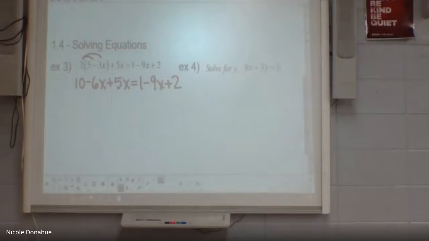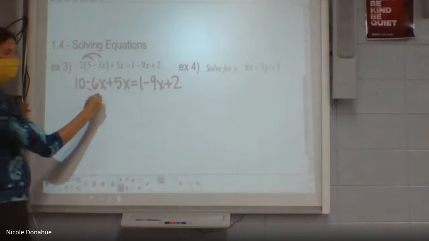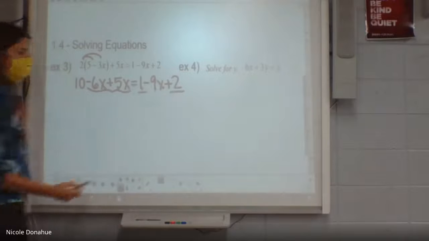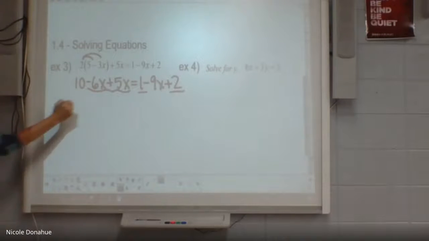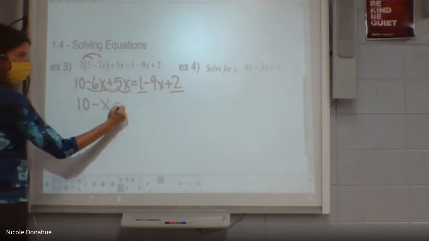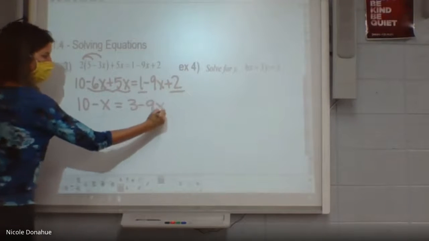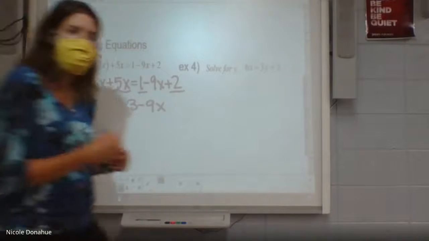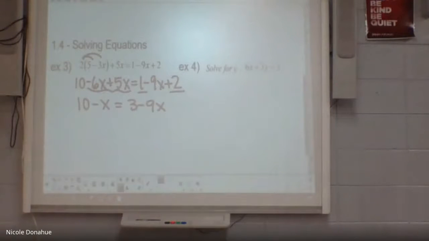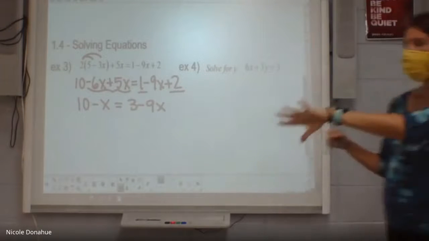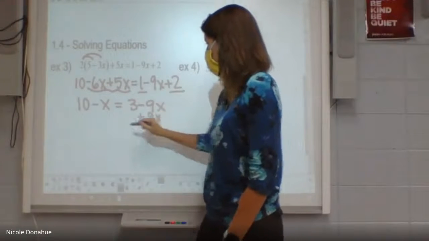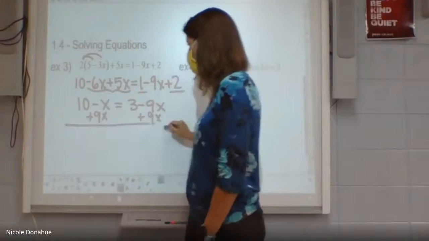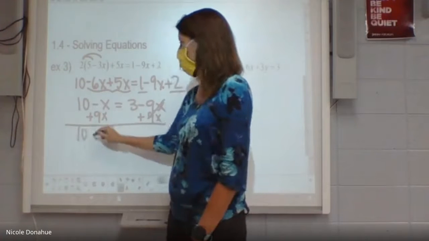So I distributed that 2 in. Now I'm going to combine like terms. So these go together, and so do those. And then, so that's like a negative 1x on the left side. I'm going to move the 9x over because it's going to be positive. I like to work with the positive numbers if I can. So negative 1 and 9 is 8x.